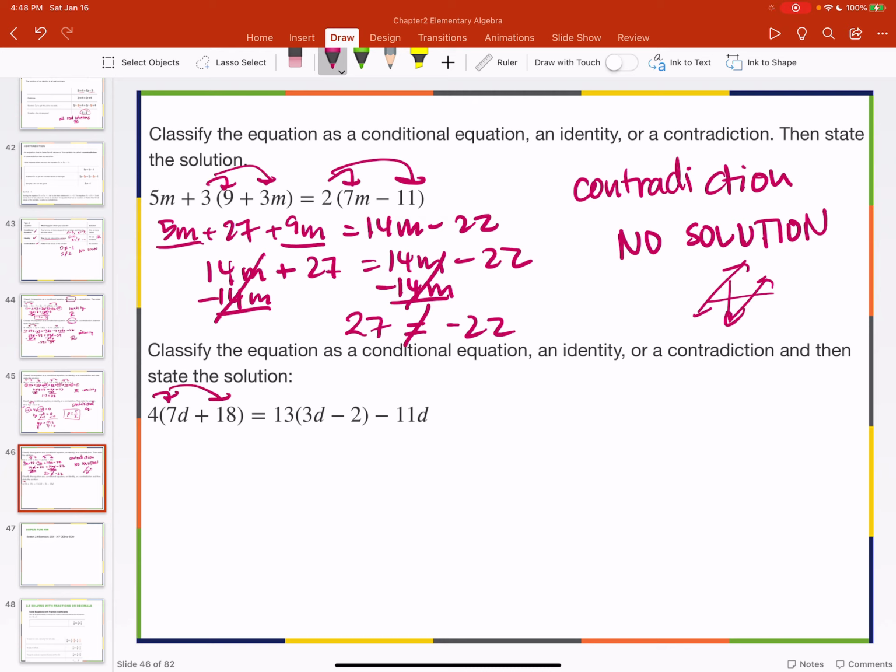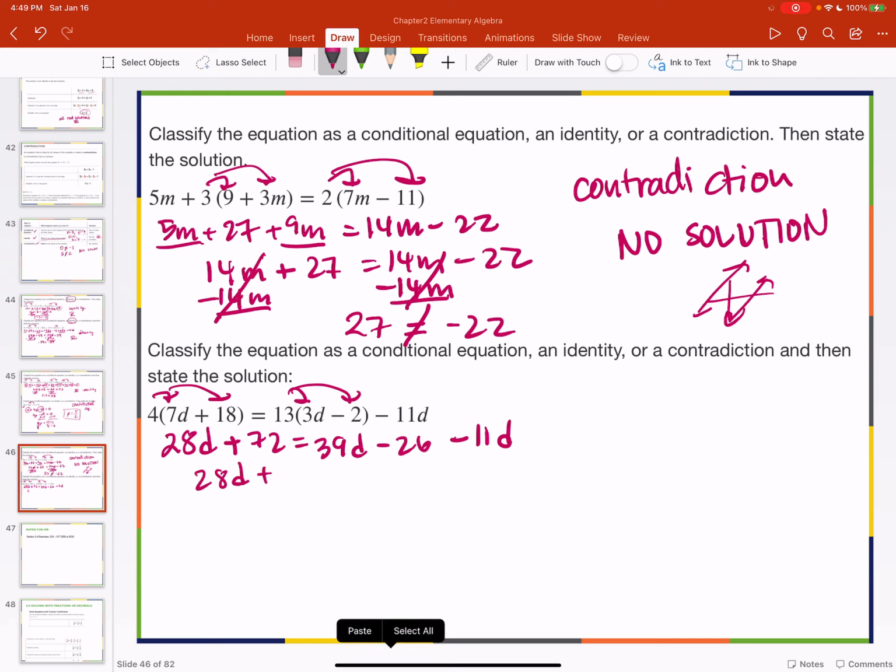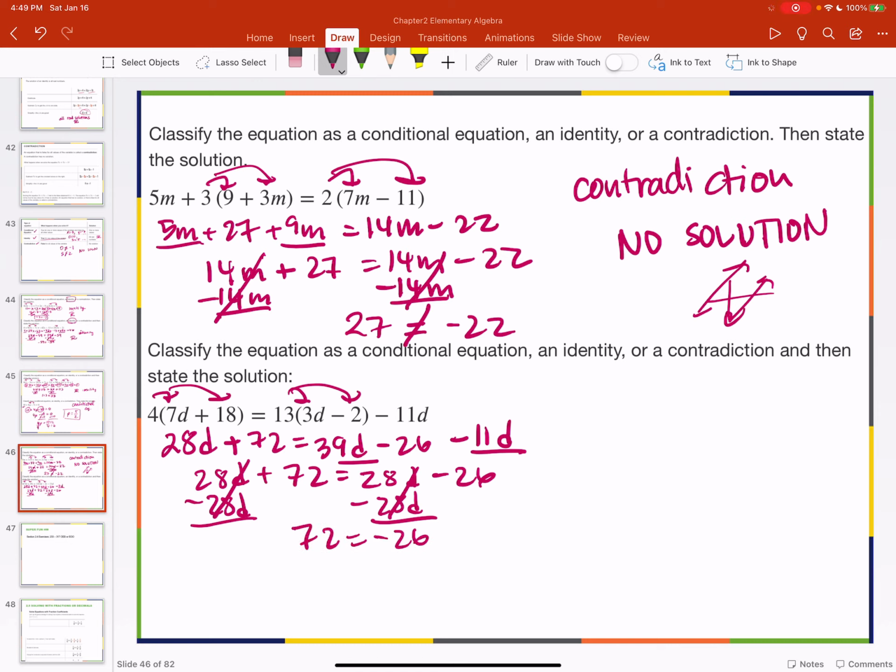Last example here. Let's simplify this. Distributing the 4, we get 28d plus, and then 4 times 18 is 72, is equal to, and then let's distribute this 13. We get 39d minus 26 minus 11d. So on the left-hand side, there isn't anything else to simplify, so I'll just rewrite that. And then here on the right, I have 39 minus 11, that's going to be 28d minus 26. So if I try to move this over, you see what's going to happen here. They cancel out, right? Because I subtracted it. So I get 72 is equal to negative 26. Well, that's not correct. So that's false. So that's a contradiction. And that means that there is no solution.